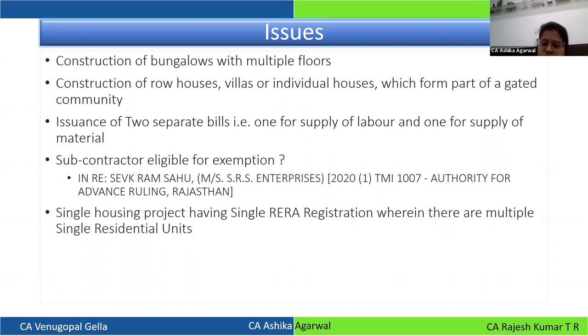However, if two concerns are involved, where one is only providing service and another is only providing material, then for the service, GST exemption can be claimed, and on the material, GST is to be discharged. However, how the contract is entered into plays a major role in this issue.